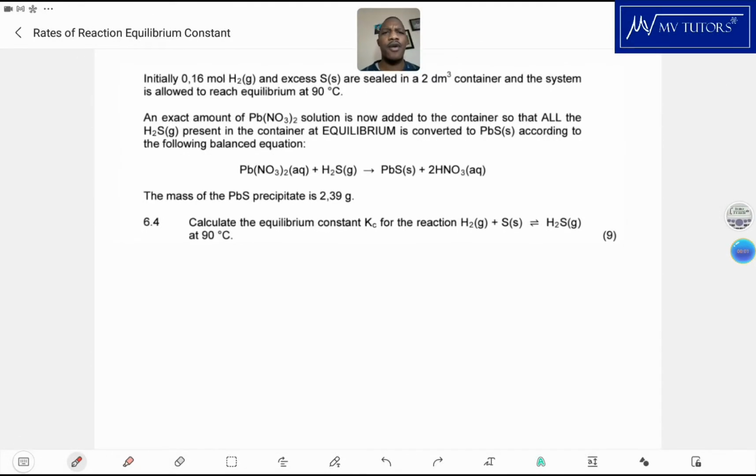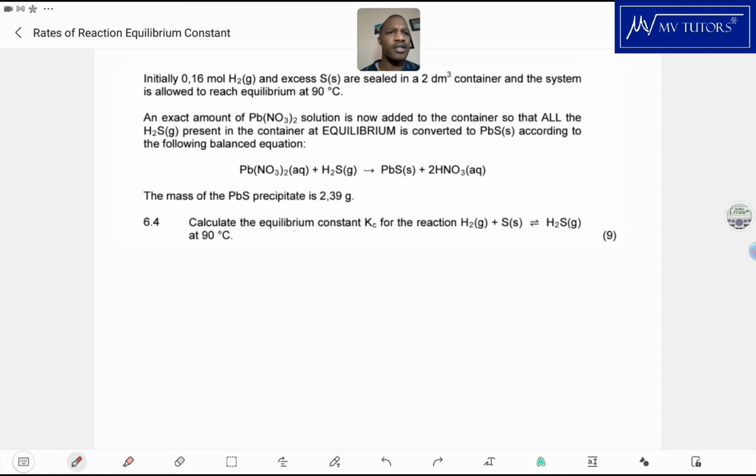Right, so today we'll be talking about rates of reaction calculation. Now, that's the calculation of the equilibrium constant. I like to start my sessions with a vision, and that vision is a past exam paper. This is a question from a past exam. Let's just look at the question.